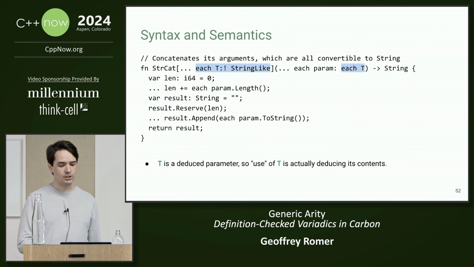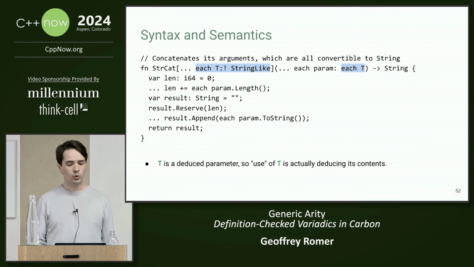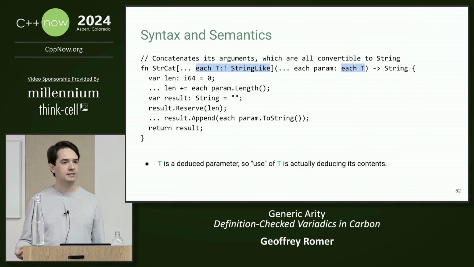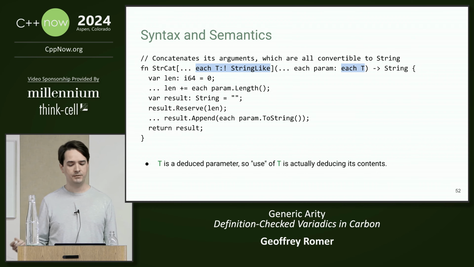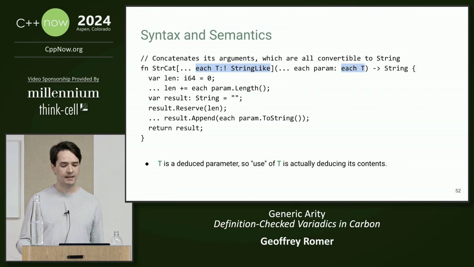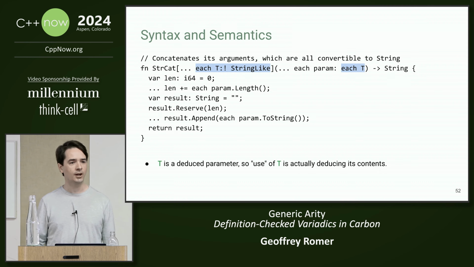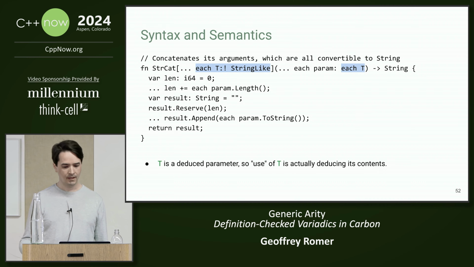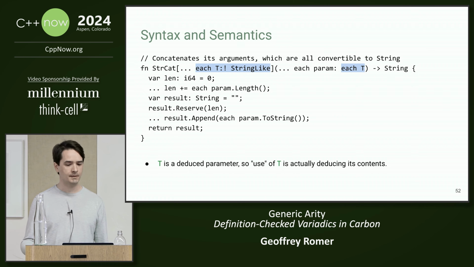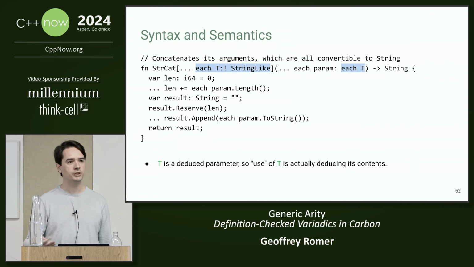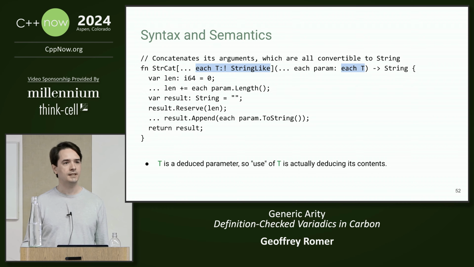But yeah, so each t is a deduced parameter. So when we say that an argument type must be convertible to an element of t, that means we're deducing that element of t to be the type of that argument. And then we have to check that the type that we deduced satisfies the constraint type string like. And then over the course of the loop, we build up the full contents of t.